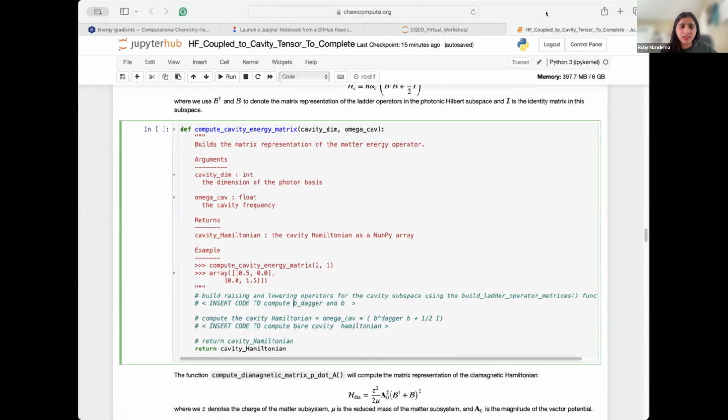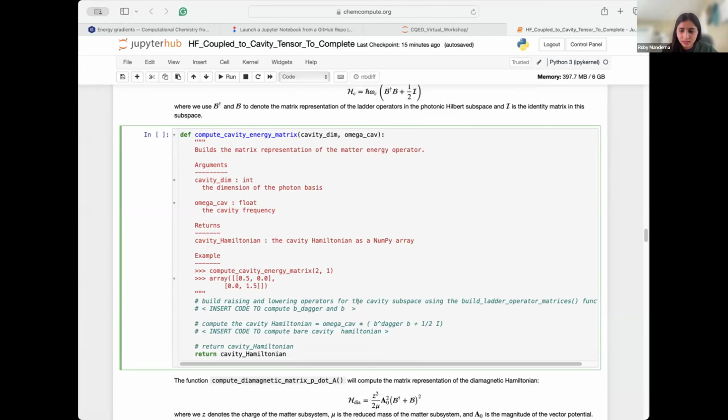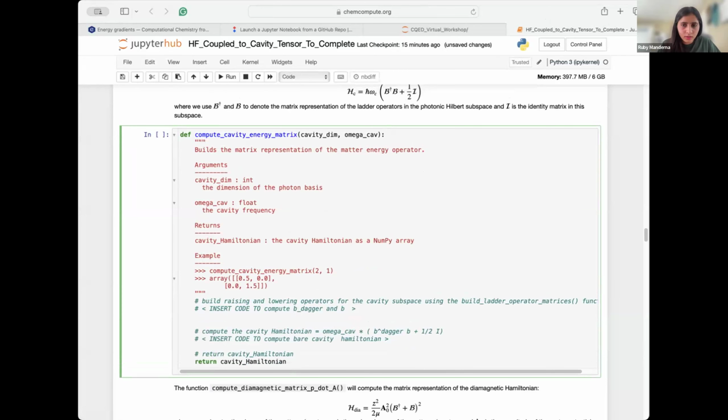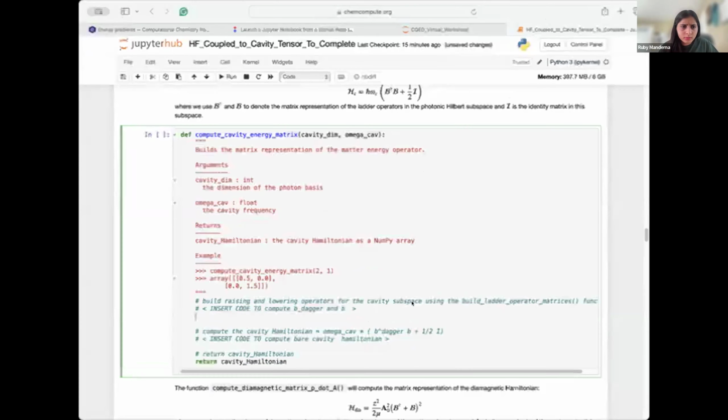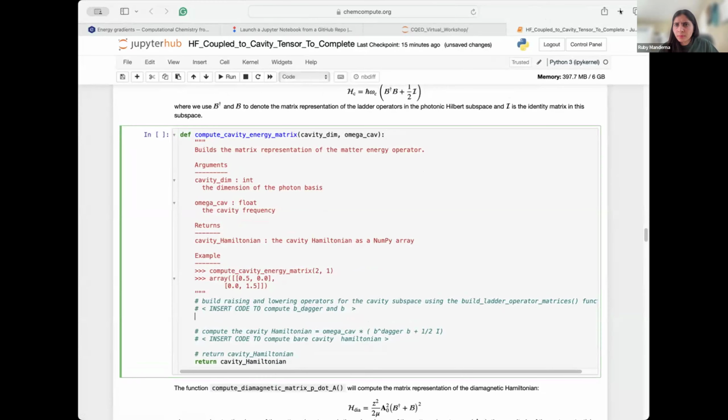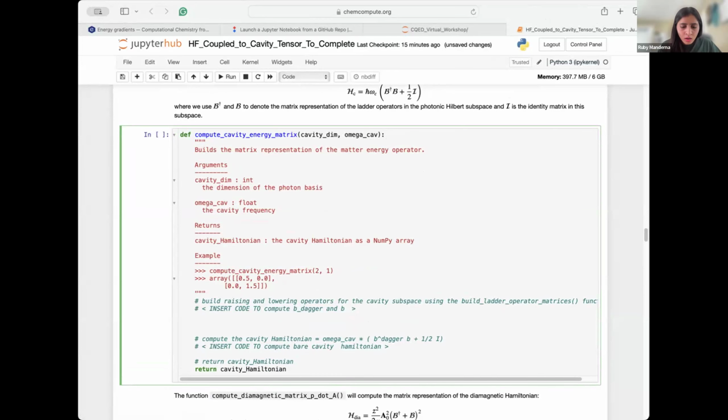Okay, let's go and write it down. So we have b dagger, b equals to, we'll call this function, and this time we will give the dimension of our cavity, and that's it for this one.